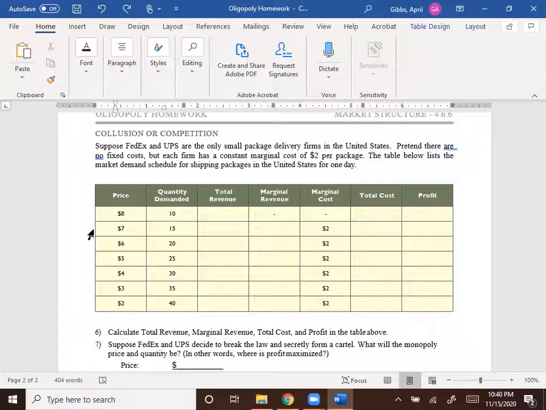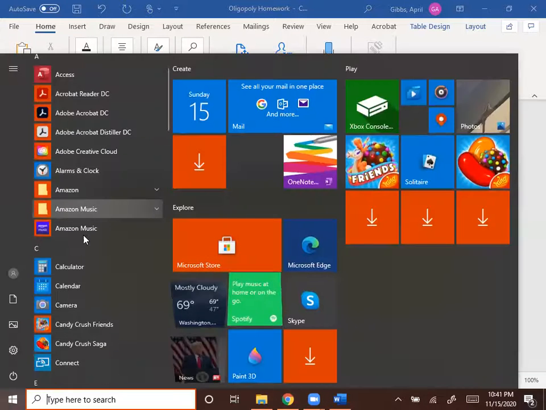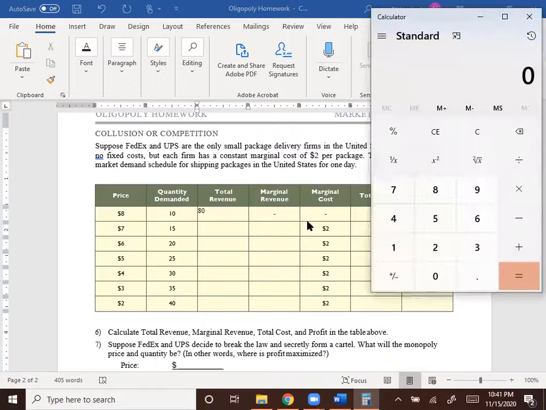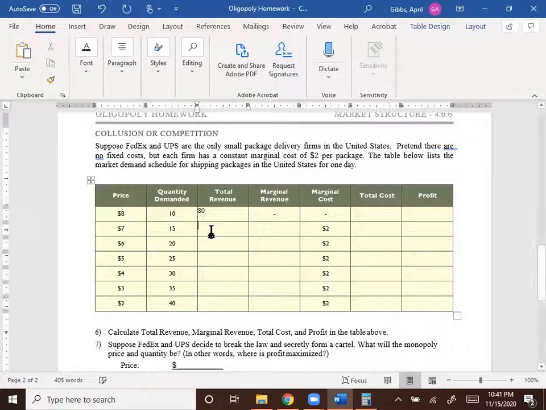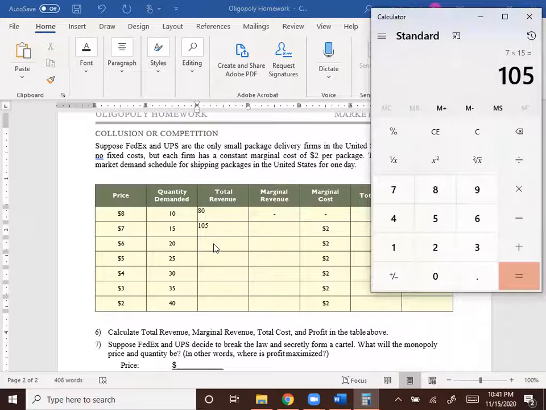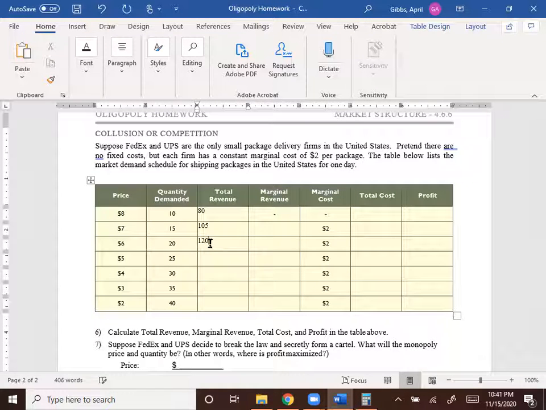So now we have to calculate total revenue, marginal revenue, total cost, and profits in the table above. So remember, our total revenue is price times the quantity. So the first one's going to be 80. And then 7 times 15. Let me pull up my calculator. I can't do that one in my head. 7 times 15 is 105. 6 times 20 is 120. All right, so our marginal revenue.